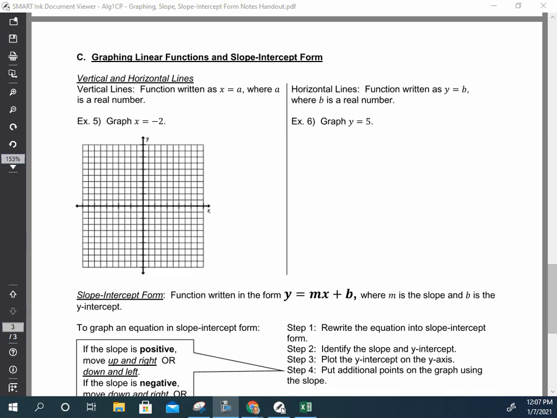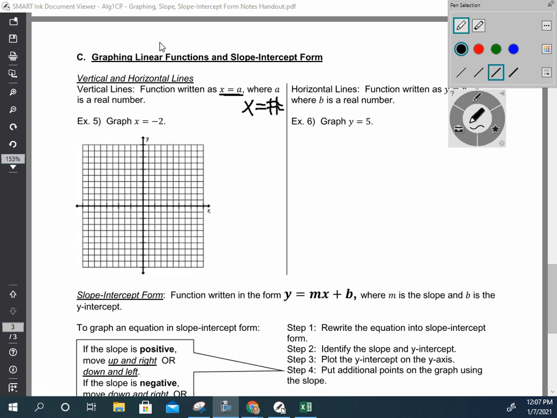So, last thing that we're going to touch upon today is graphing. Graphing and slope-intercept form. So again, this isn't brand new. We did this last semester. So the first type of graphing is graphing a vertical or a horizontal line. So a vertical line is x equals a number.